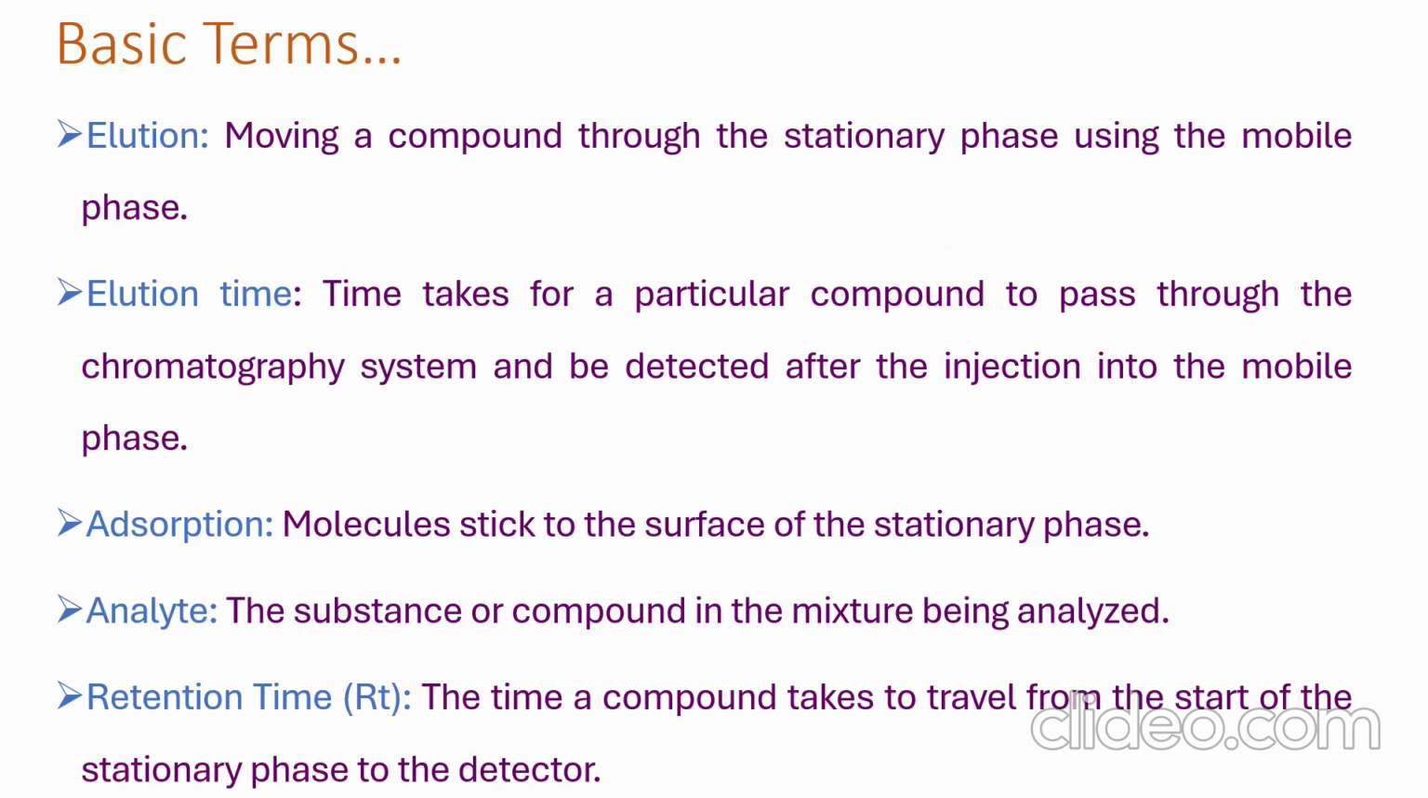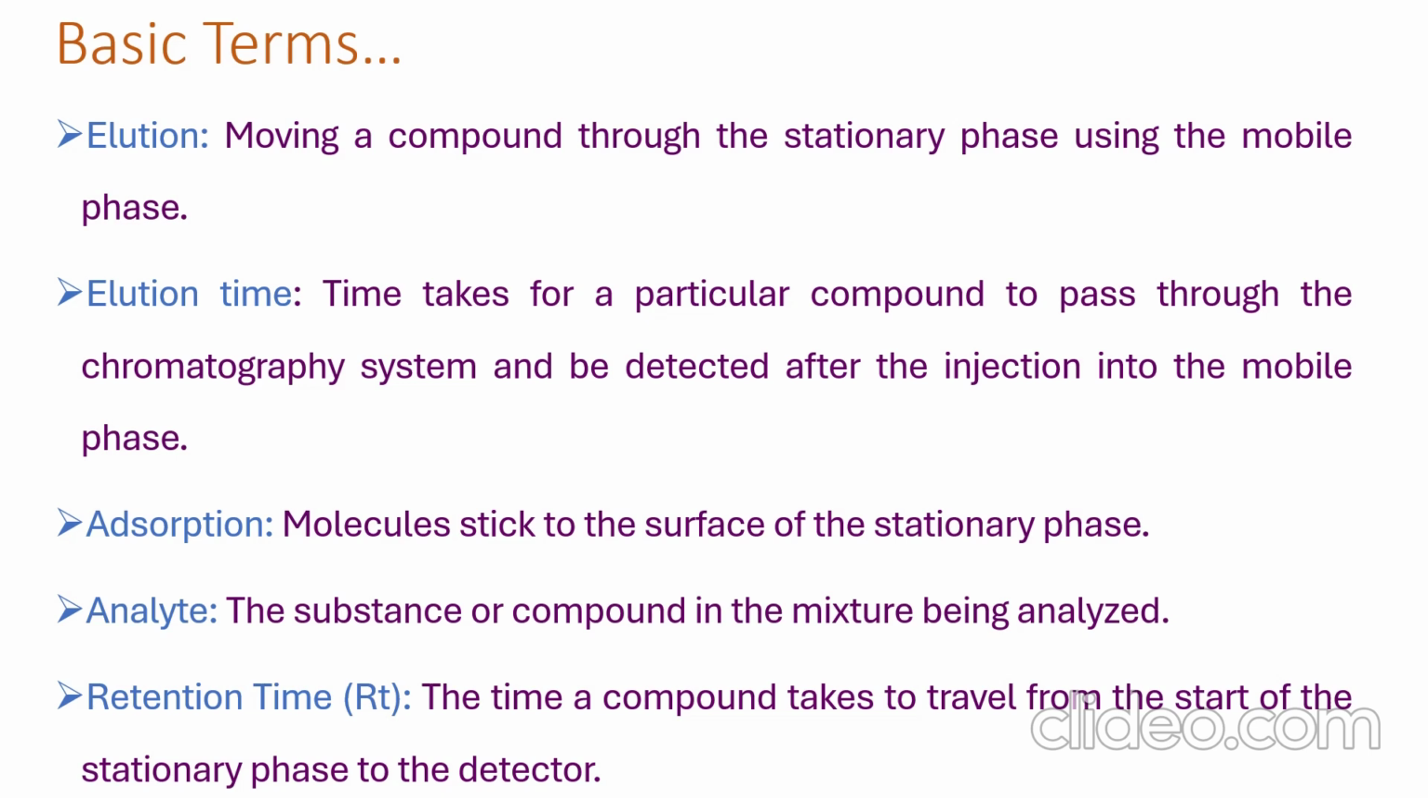Next, we'll see the basic terms which are used in chromatographic techniques. Elution is the process of moving a compound through the stationary phase using the mobile phase. Elution time is the duration it takes for a specific component of a sample to travel through the chromatography system and reach the detector after being introduced into the column. It reflects how long the component interacts with the stationary phase relative to the mobile phase.